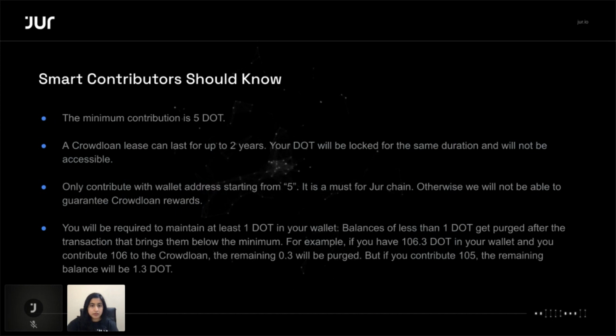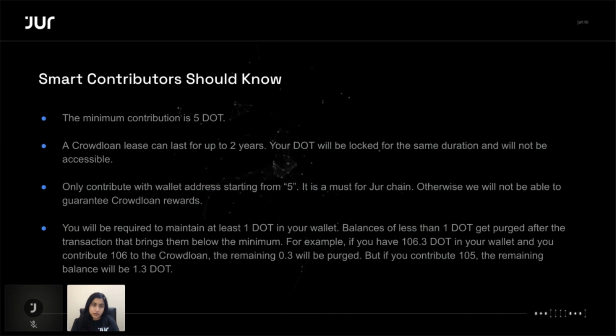Moving ahead, this is again some information which is nice to know overall before you contribute. So overall, the minimum contribution is 5 DOT. This is by design. This is common for all crowdloans, and this is not set by Joule. Then the second thing is that, as I've mentioned again and again, the crowdloan lease lasts for up to 96 weeks, which is pretty much 2 years. So your DOT would be locked for that duration. So you have to be very sure that you do not need that invested amount for the next 2 years.